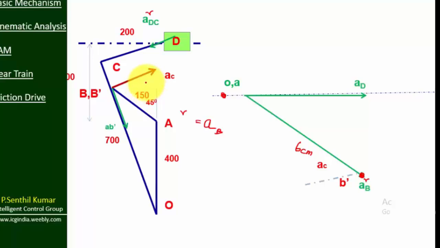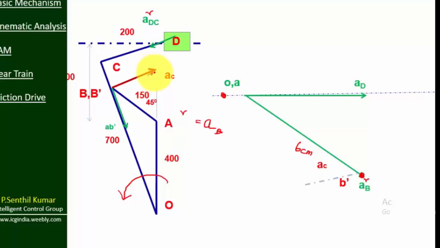Next, the Coriolis component, as we discussed in the first two slides. The Coriolis component acts in this direction, because the slider moves in the downward direction and the entire system rotates anti-clockwise. So the direction of the Coriolis component is towards the right. So this is the direction.